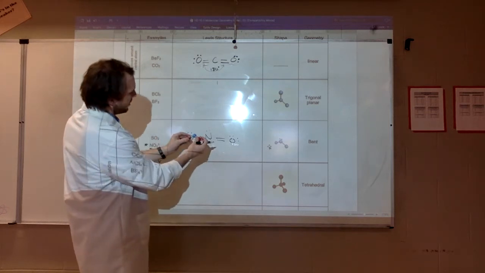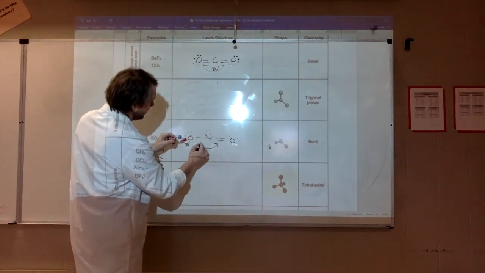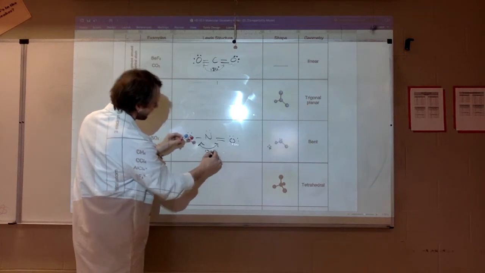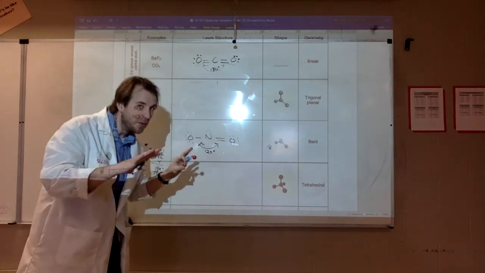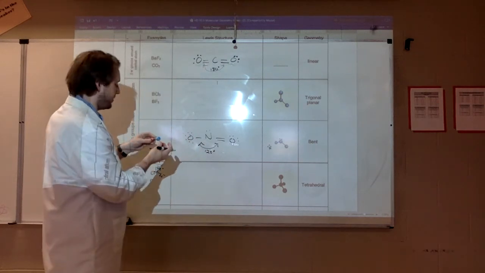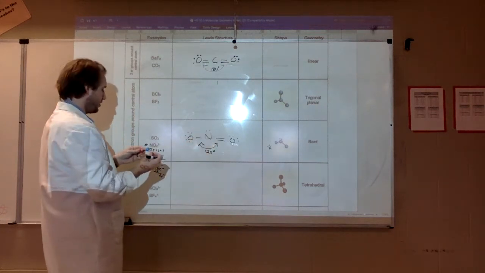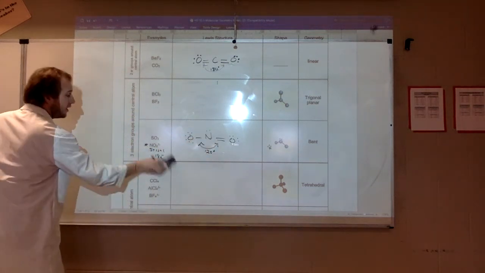If we're thinking about kind of our bond angles, then we're still going to be 120 between here and here, and technically it's a little bit less than that, but we're going to kind of approximate at 120 as we're looking across on our molecule.